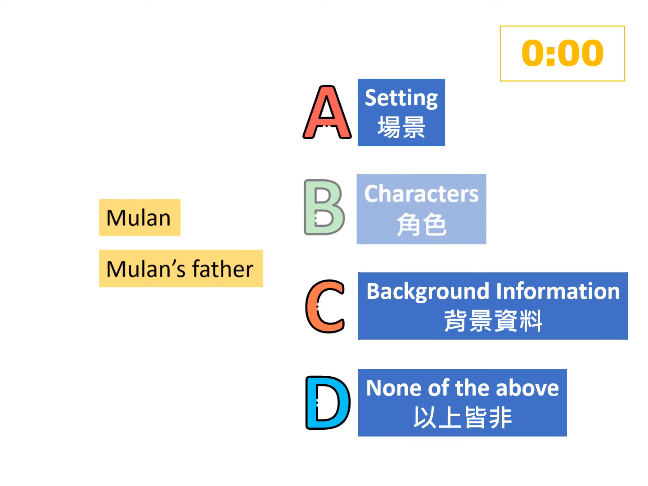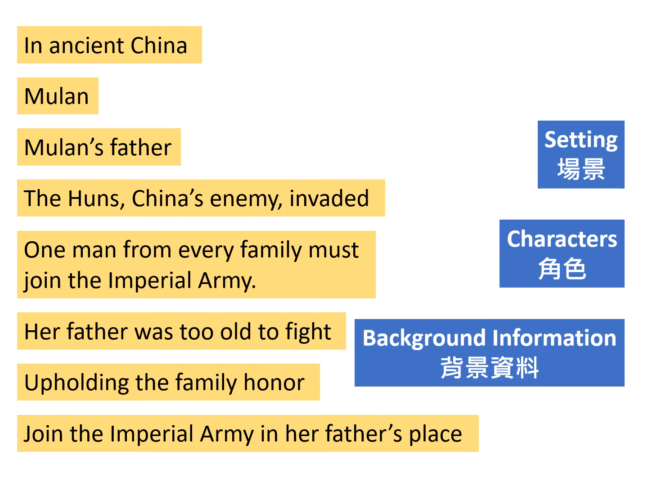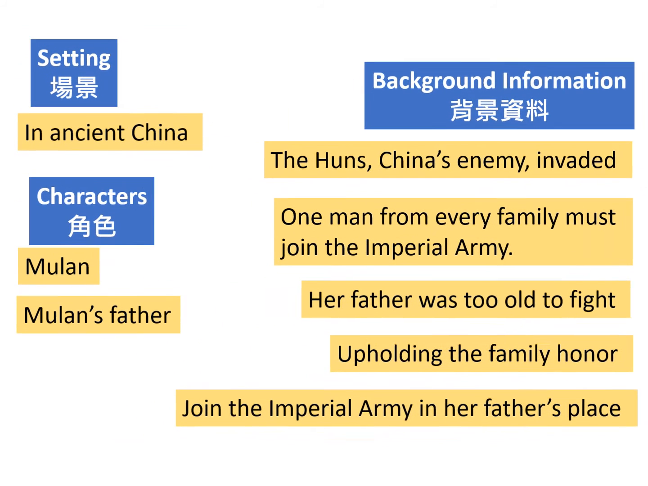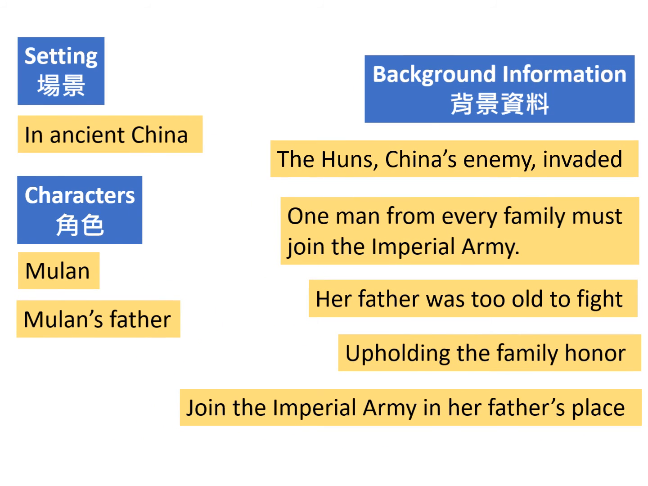The answer is B, the characters of the story. Did you get it right? That means the rest of the important keywords and facts are the background information of the story.